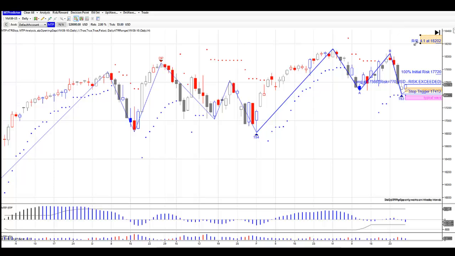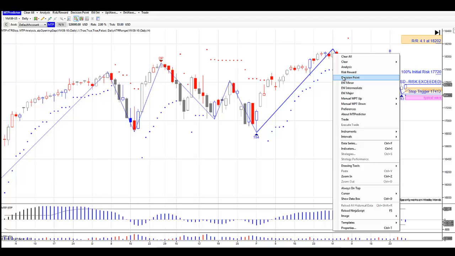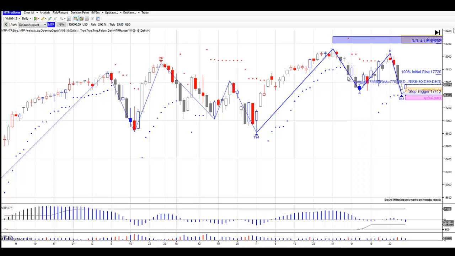But here I just want to point out the next Fibonacci cluster of resistance. Now also, here's the last swing high. This would also be the weekly swing high. If I right click and take a manual decision point off of that level, we can see we have a confluence of resistance at this level. In other words, we expect if the market reaches this level, price will turn and move in the downward direction.